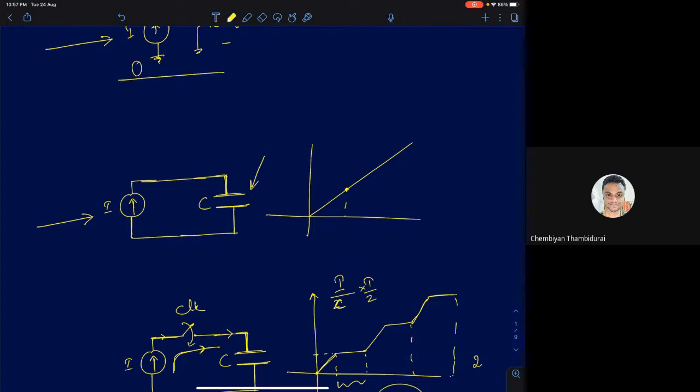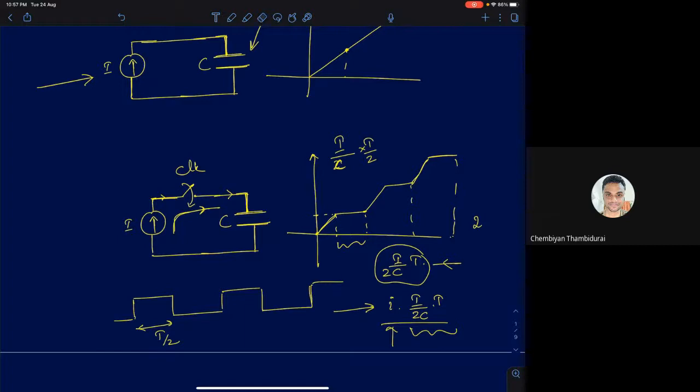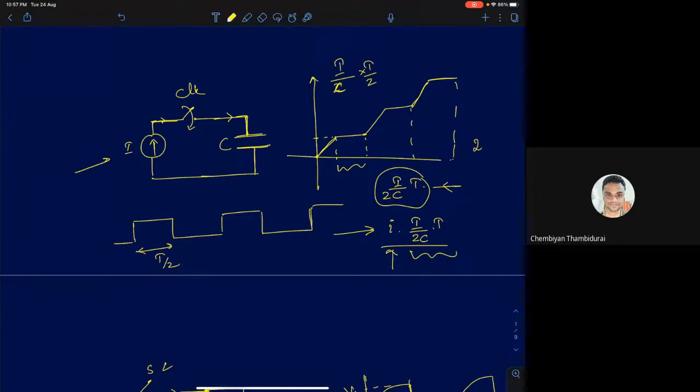The operation of accumulation is better illustrated if you assume a switching operation. So I'm going to introduce a switch between the current source and the capacitor. This switch will be controlled by a clock signal which will be on for T by 2 seconds and off for T by 2 seconds, where T is the clock period, given by 1 by f clock. f clock is the frequency of the clock signal.